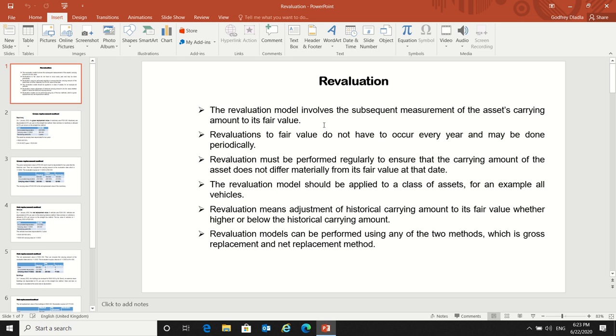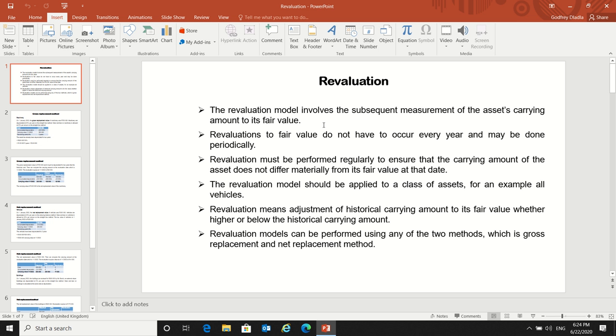So in short, they're saying you must have a policy in terms of how you're going to revalue your assets. You can say I'll always revalue my assets every 2 years, meaning you want to make sure that the carrying amount does not differ that much from the fair value. Okay, the revaluation model should be applied to a class of assets. For example, all vehicles. If you decide that you want to revalue one car, the policy does not allow that. They are saying if you've got 10 cars, you must revalue all of them, not only just one. So it's a class of assets.